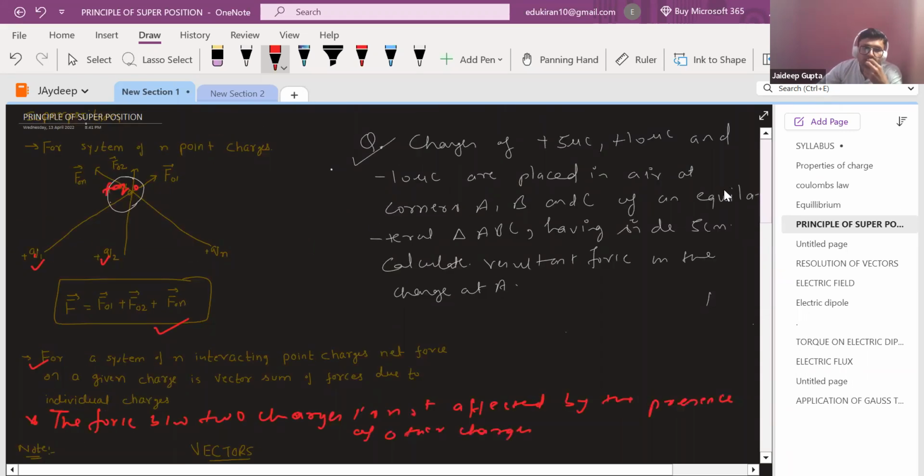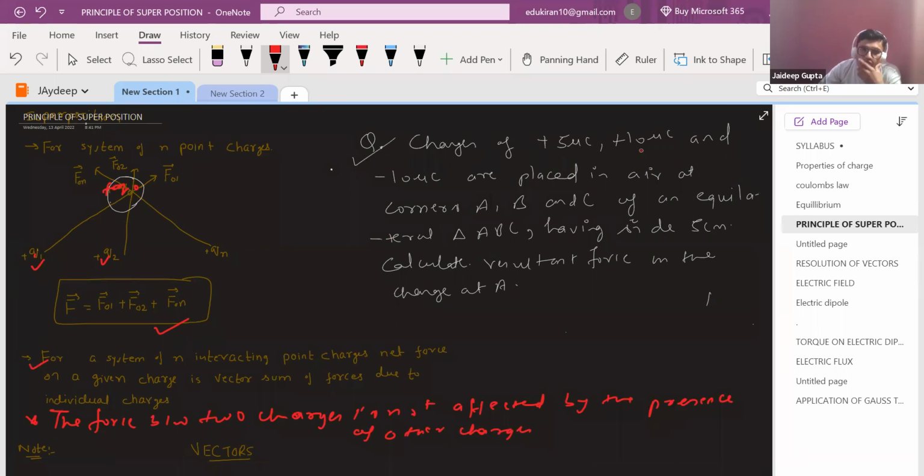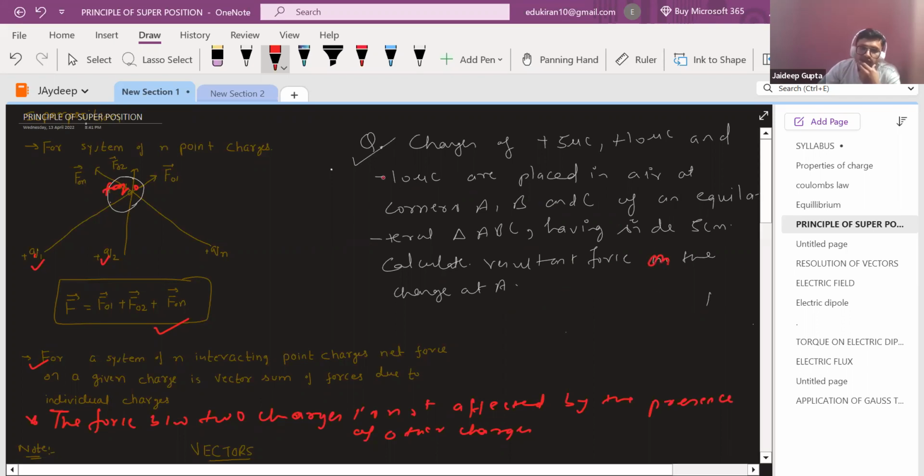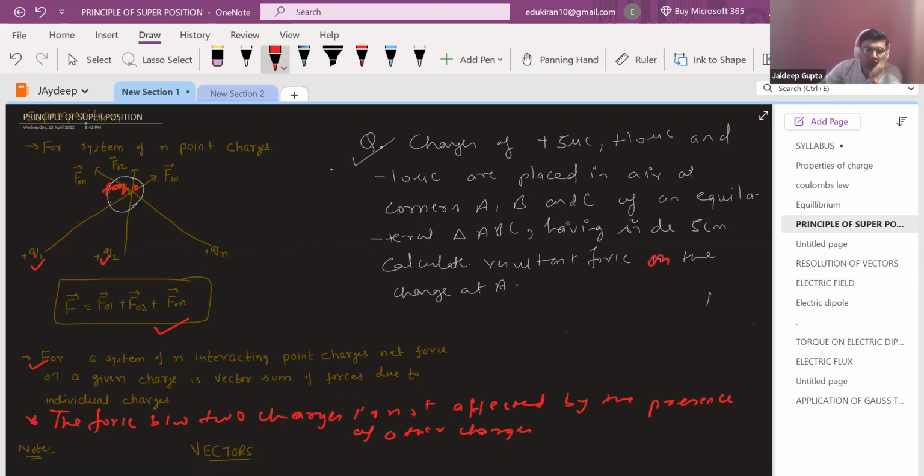Now this is the question. Try this question. The charges plus 5 microcoulomb, 10 microcoulomb and minus 10 microcoulomb are placed in air at the corners A, B, C of an equilateral triangle having side 5 centimeter. Calculate the resultant force on the charge at A. Just read this question. I'll do it for you.